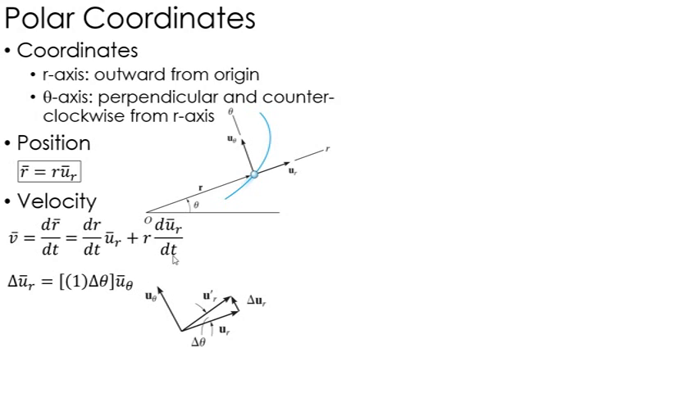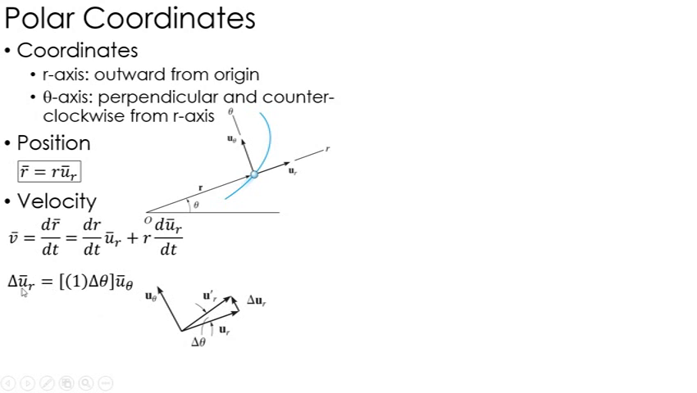As we did with normal and tangential, if I move to another point, my u r was in this direction, and then it shifts and goes just a little bit up by some delta theta between 2 points on the path. I can define this vector over here, delta u r, as just the unit vector, magnitude 1, times delta theta. That's basically the arc length here, and that's in the direction of u theta.